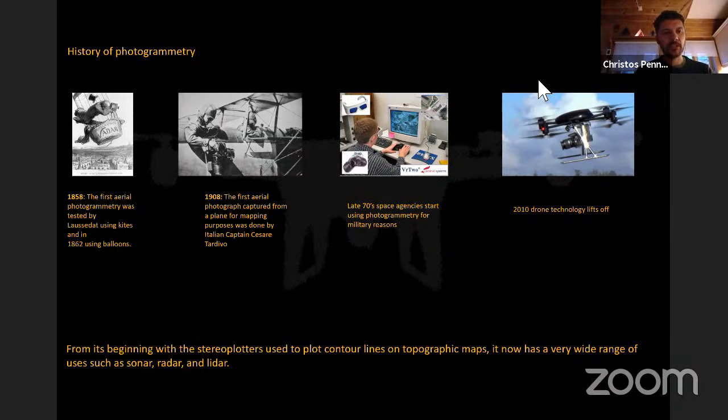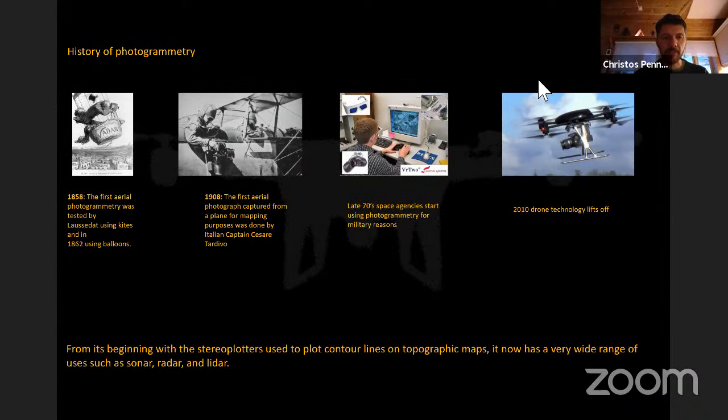He mounted his camera and climbed on a balloon, flew over the city of Paris, and tried to take some photos to use in order to reconstruct the terrain of the city of Paris, the buildings and all the other statues and landmarks that are there. In 1908, it was the first photogrammetric aerial expedition. It was the first aerial photograph captured by plane, and it was used for mapping purposes.